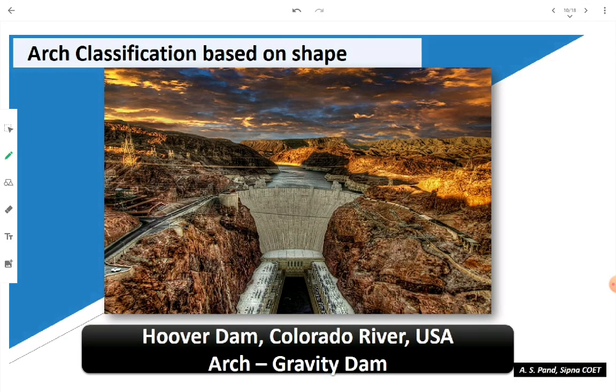Okay, now the famous example, a world famous thing, Hoover Dam, which has been constructed on the Colorado River in the country USA. It is an example of an arch gravity dam. Its stability forces are derived from two parameters, that is the curvature action, that is arching action, and the force of gravity, which is attained by increasing the mass of the dam. Okay, it is a combination of both.